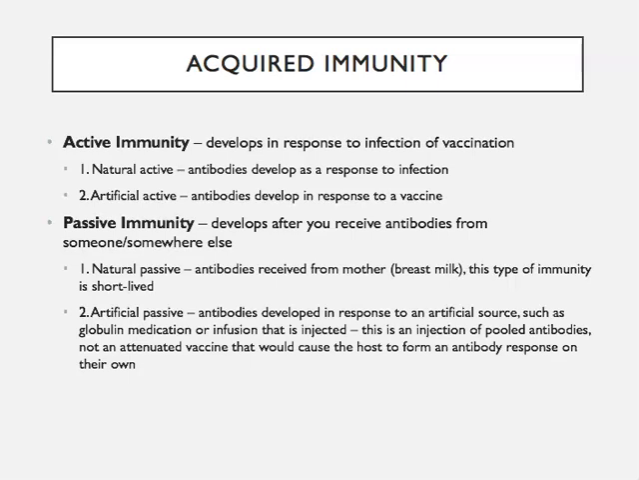And then artificial passive, these are antibodies received from an artificial source, such as globulin-type medications or infusions that are injected. So this is an injection of pooled antibodies, not an attenuated vaccine that would cause the host to form an antibody response on their own.